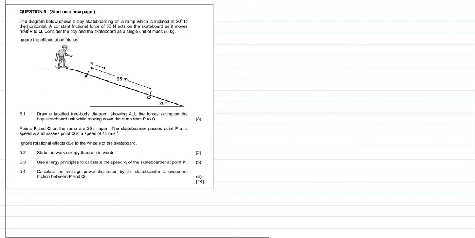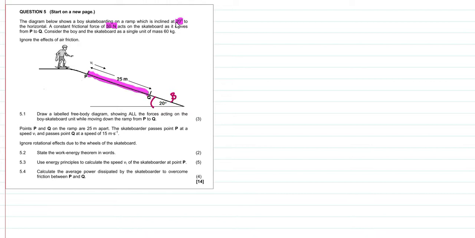Here is another question based on work, energy, and power. The diagram below shows a boy skateboarding on a ramp which is inclined at 20 degrees to the horizontal. This is the angle. I like to call it angle beta. A constant frictional force of 50 Newton acts on the skateboard as it moves from point P to Q. So the frictional force is here.